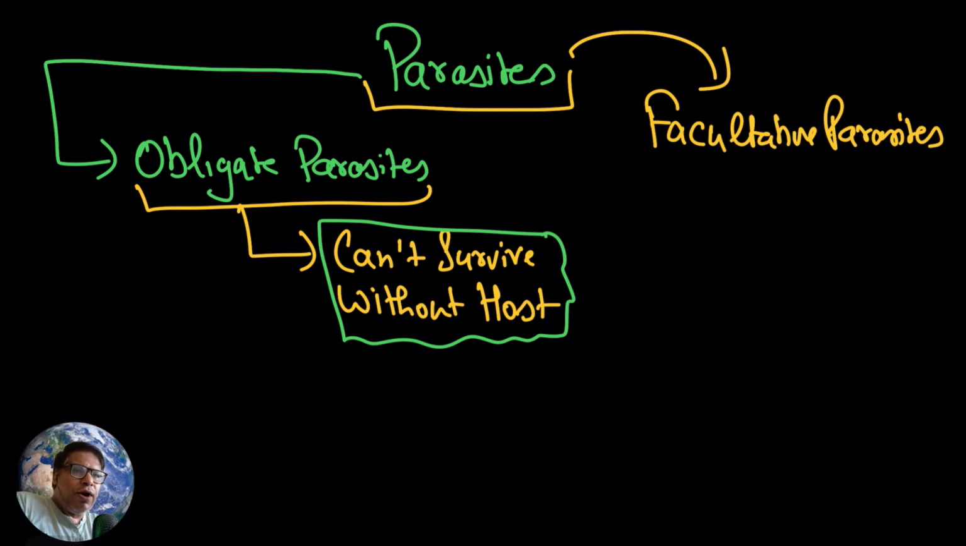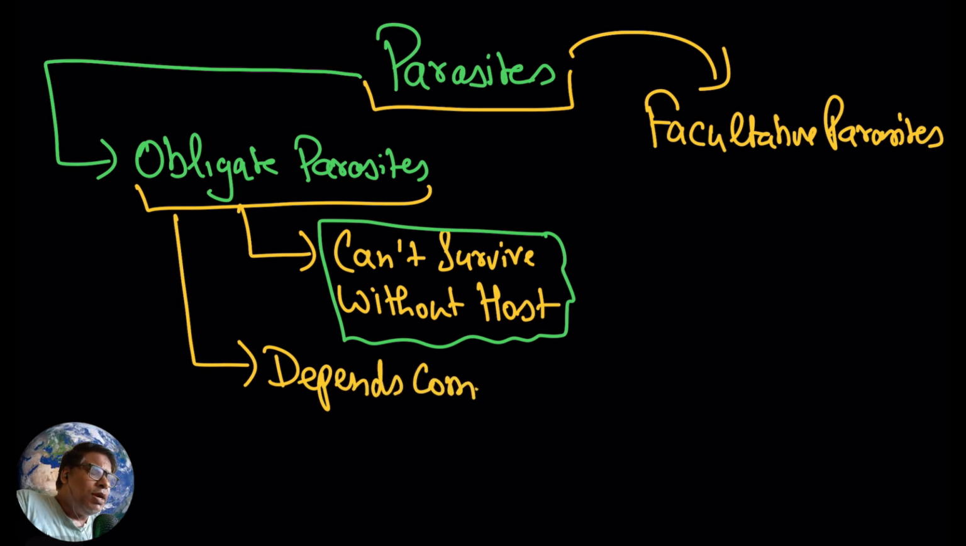For obligate parasites, it is compulsory to have a host for their survival. They can't survive in the absence of the host. Remember, parasites have to complete their life cycle, and to complete their life cycle they need a host. So in the case of obligate parasites, it is necessary for them to have the host.